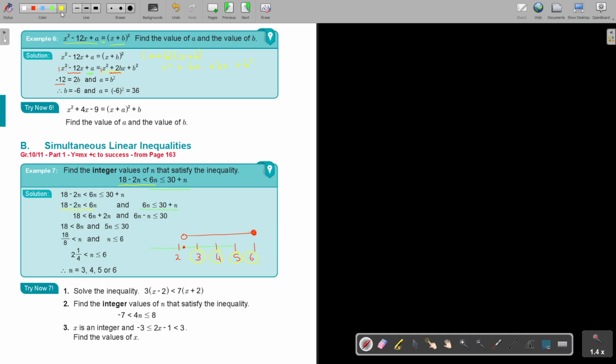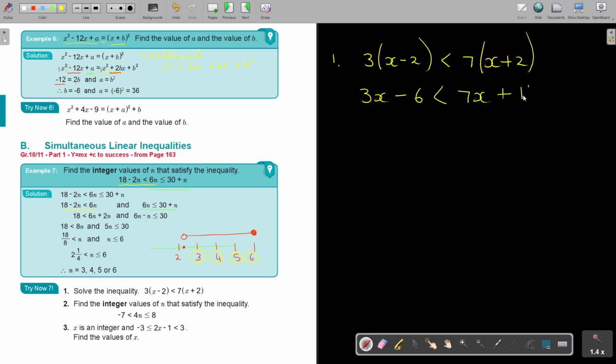Okay, so the first one is 3(x minus 2), and then the inequality sign, 7x plus 14. It's brackets, so I'm just going to multiply out the brackets first. So it's 3x minus 6, keep my inequality sign, 7x plus 14. So it's going to be 3x minus 7x, and it's 14 plus 6. So this is negative 4x, and 14 plus 6 is 20.